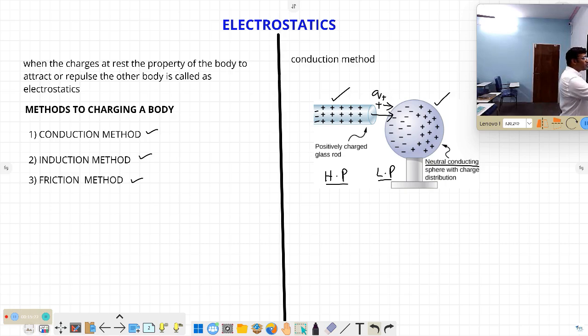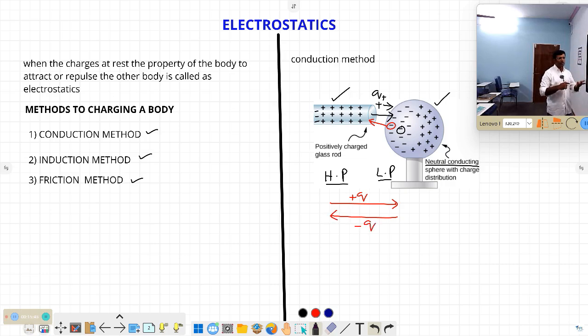At the same time, what happens? The negative electrons move in the opposite direction to the positive charges. Always remember, from high potential to low potential the positive charges will move, and from low potential to high potential the negative charges will move. Whenever we take the concept of charge flow, we always follow one convention, that is the positive charge direction. So positive charges always move from high potential to low potential. Electrons move from low potential to high potential, but generally we take the electron flow as the charge flow.